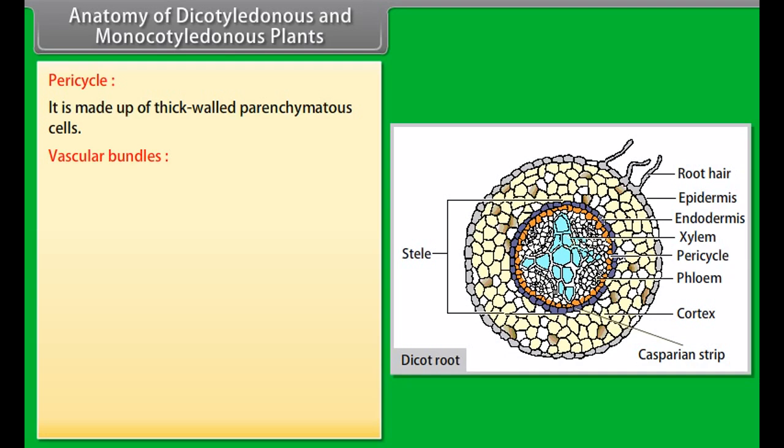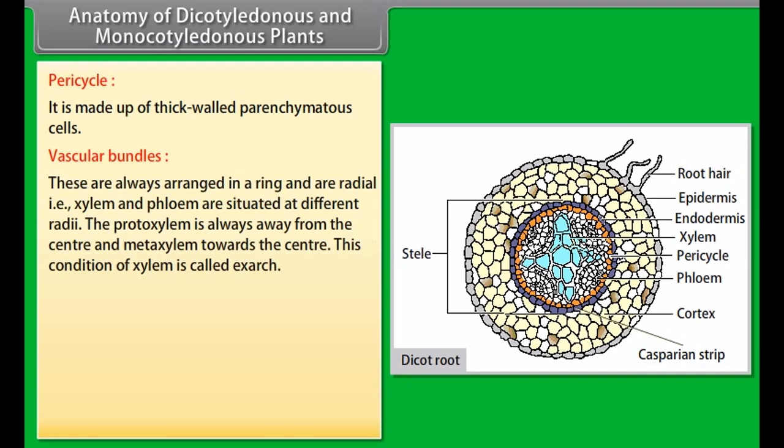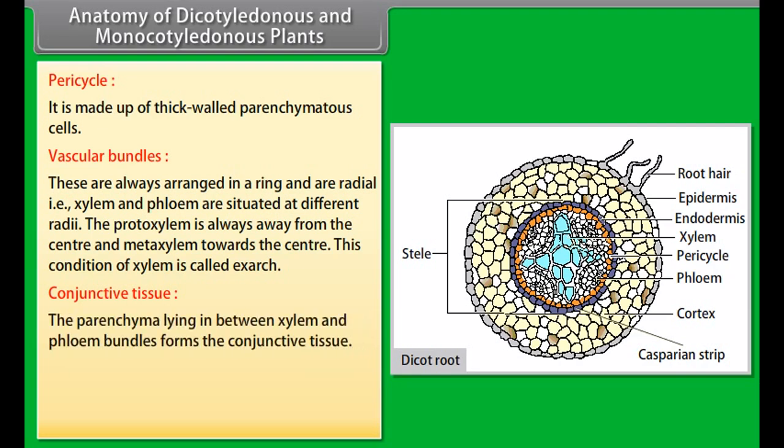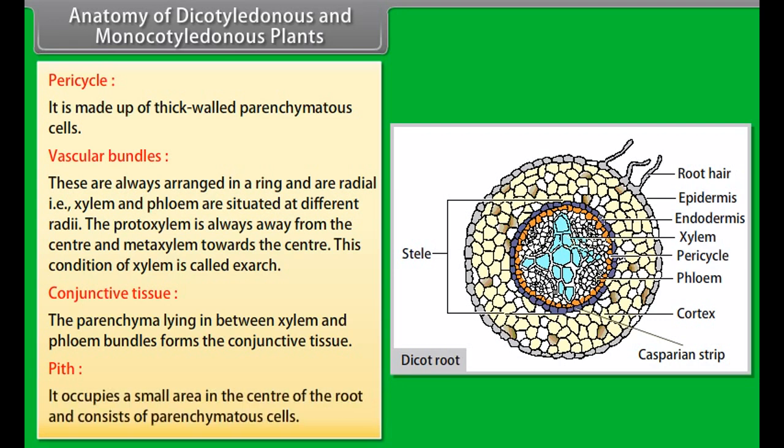Vascular bundles. These are always arranged in a ring and are radial, that is, xylem and phloem are situated at different radii. The protoxylem is always away from the center and metaxylem towards the center. This condition of xylem is called exarch. Conjunctive tissue. The parenchyma lying in between xylem and phloem bundles forms the conjunctive tissue. Pith. It occupies a small area in the center of the root and consists of parenchymatous cells. Monocotyledonous root.